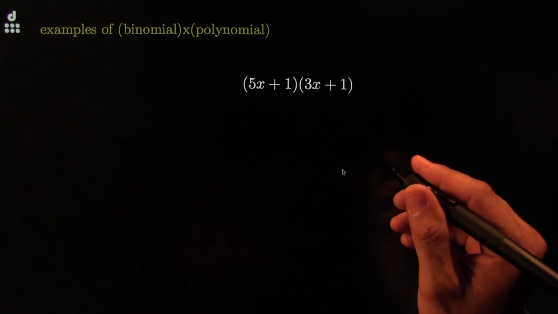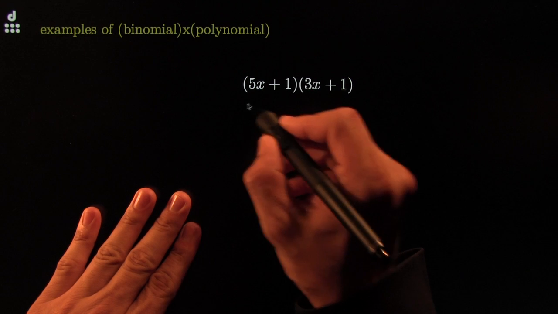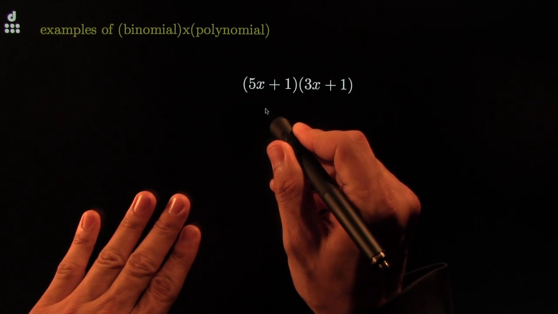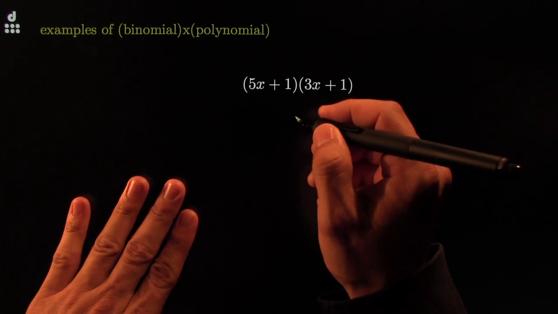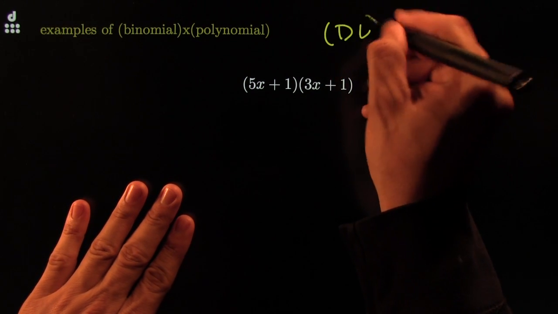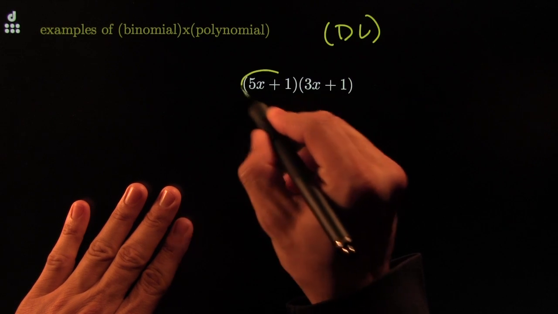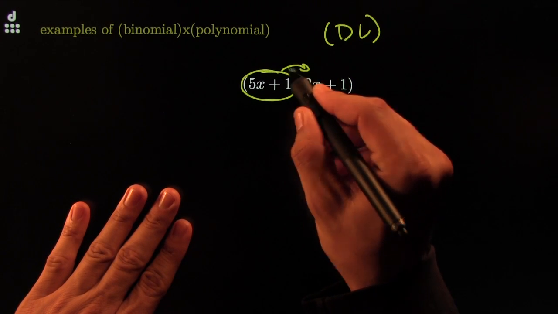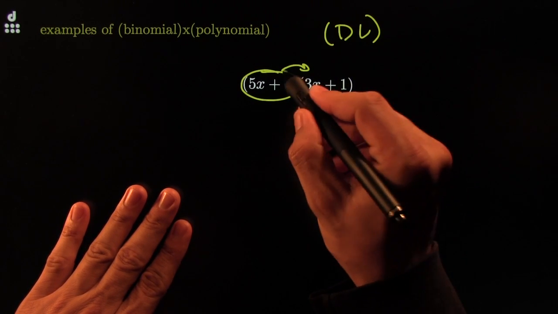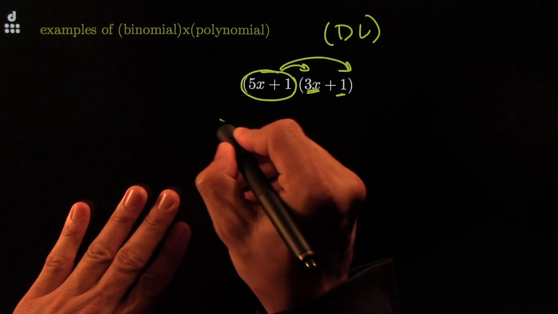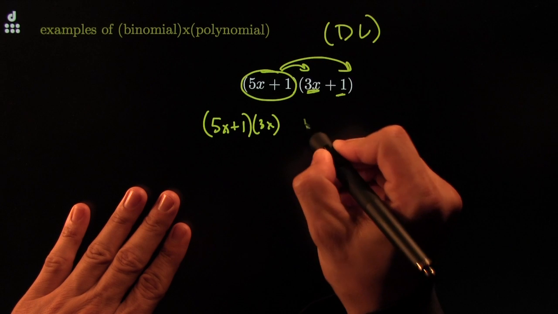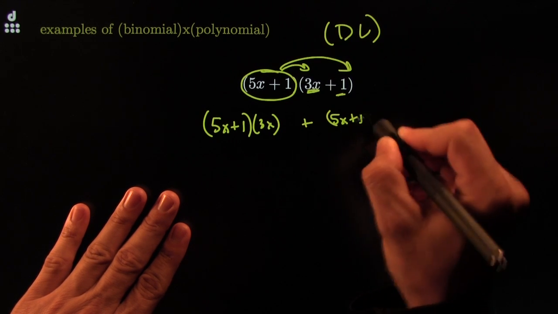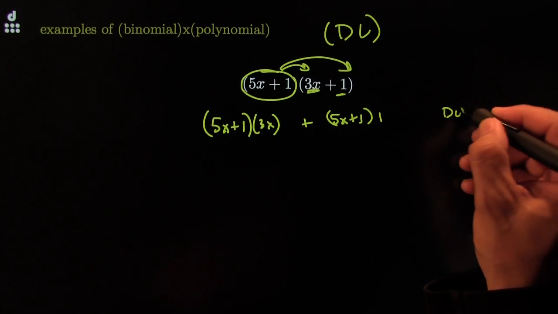Binomial times binomial. I want to do this 3 different ways, just for fun. The first way is the distributive law method, and it would go like this. You could think about this as one item, and you would distribute it to 2 items here. You have two terms, so it would look like 5x plus 1 times 3x plus 5x plus 1 times 1. This is of course using the distributive law.